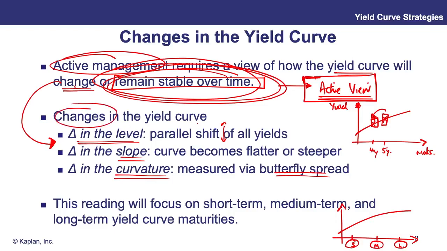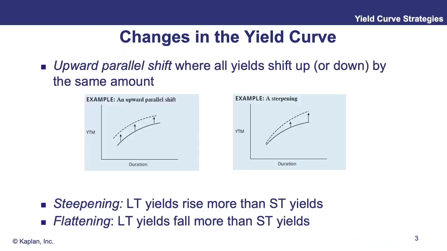Make sure we know what these changes in the yield curve are. So parallel shift, we should be comfortable with that. It's duration that measures your sensitivity to a parallel shift in rates. All yields shift up or down by the same amount. That's the risk factor, if you like. That's the change that duration measures your sensitivity to.